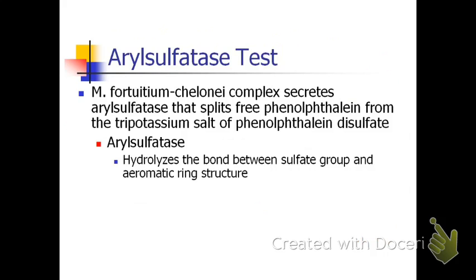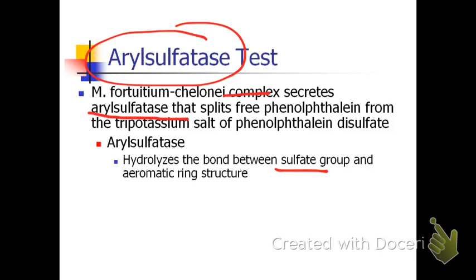Aryl sulfatase test usually is important for the fortuitum-chelonae complex. So it utilizes the enzyme known as aryl sulfatase, which could hydrolyze the bond between the sulfate and the aromatic ring structure. It is because this complex of organisms could secrete the enzyme aryl sulfatase. Then aryl sulfatase will now split the free phenolphthalein from the tripotassium salt of phenolphthalein disulfate.